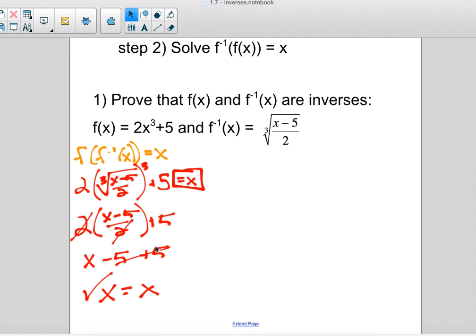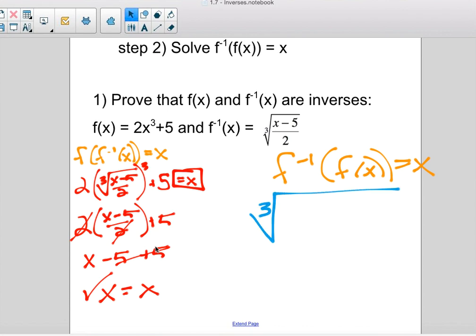Now again, I have to do it both ways, so now I'm going to do f inverse of f of x and make sure that that also equals x, right? And all I do for that one is plug in the original into the inverse. So instead of the third root of x minus 5 over 2, it's going to be the third root of 2x to the third plus 5 minus 5 over 2.